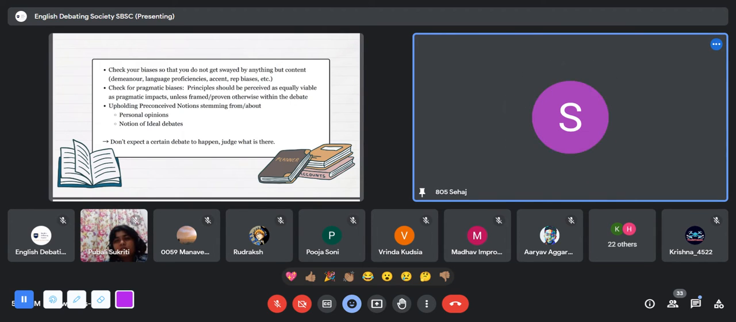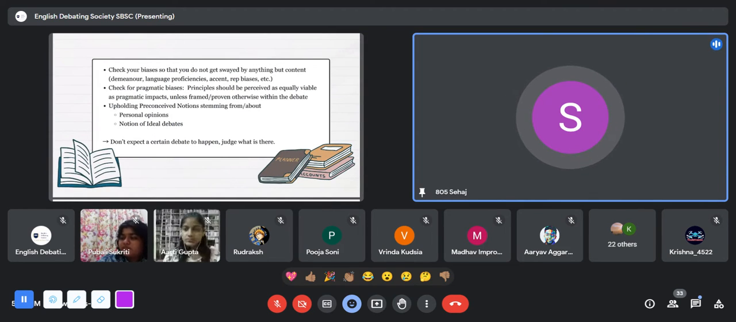Principled arguments as well should be equally viable as pragmatic ones. So a side trying to prove something to be principally correct or incorrect should be seen as equally important as the other side proving these are the three impacts after this happens. The nuance within this is that this has to be treated equally unless it's framed or proven otherwise within the debate. Some teams might prove to you why these three pragmatic impacts are more important than any principle. They can weigh it out and analyze that for you. So if that is the case, you do have to see how that develops within the debate. But an inherent bias has to be kept away.